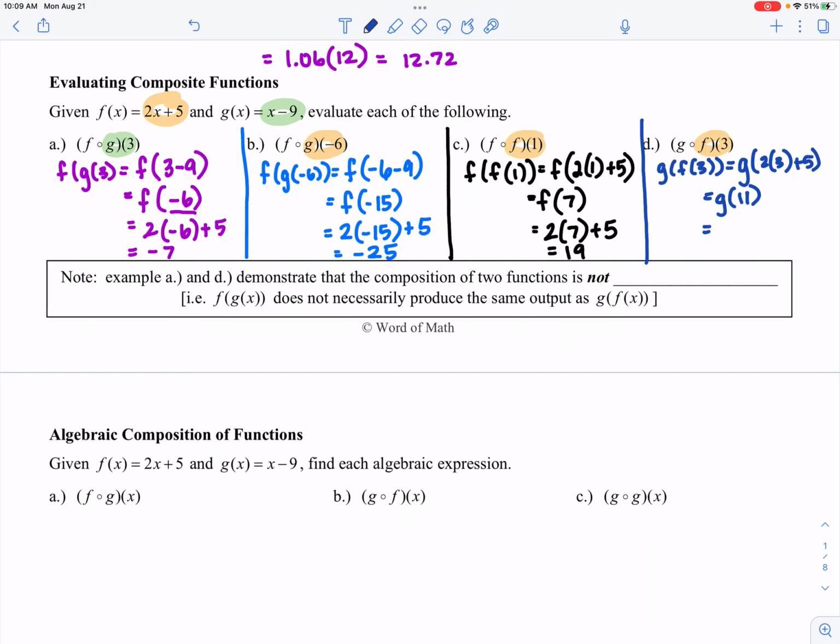And now we're going to do g of 11. So anywhere there's an x, I'm going to replace it with an 11. So this is 11 minus 9. And that gives me 2. Notice that those are not the same. So the composition of two functions is not commutative, meaning you can't always just switch them. Now, it does not necessarily produce the same output. So sometimes you might have the same output, but it doesn't always come out to be that way.